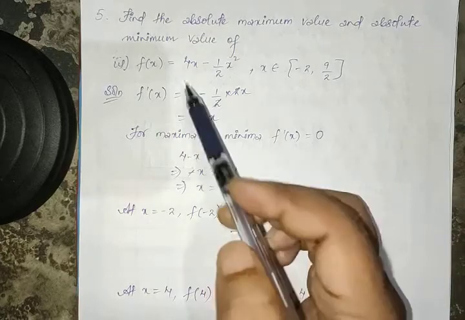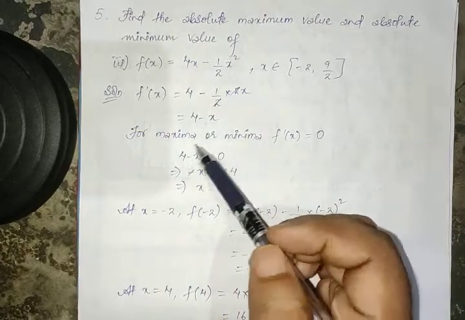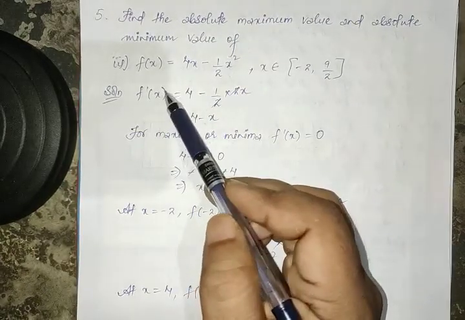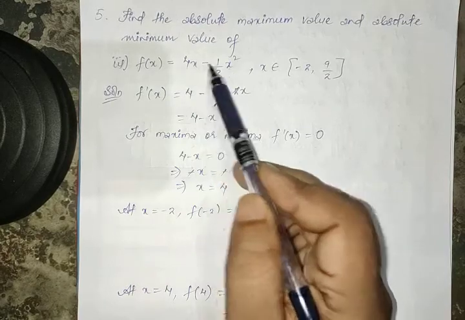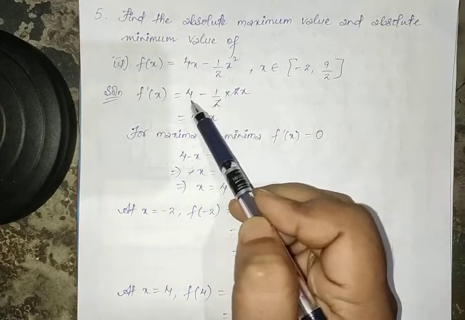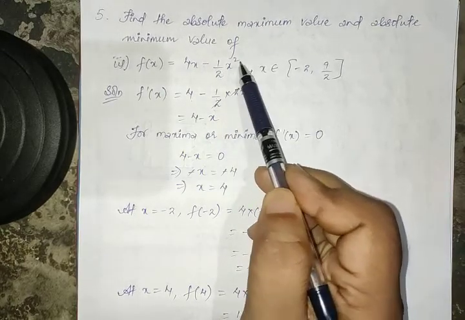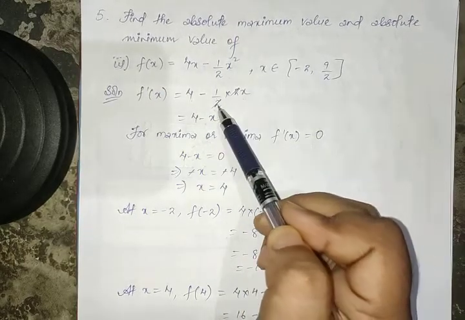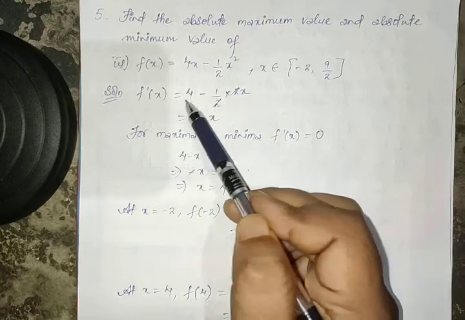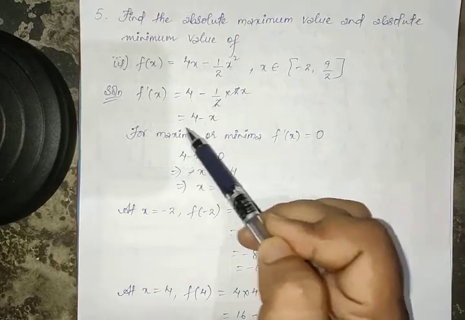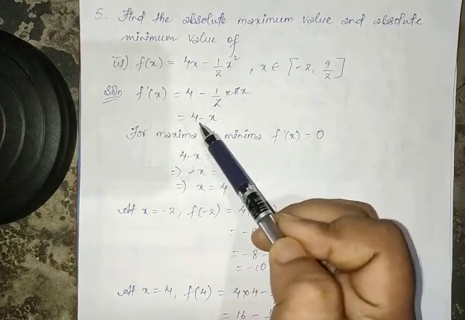So let us start. So the process is same only. First we have to find f'(x). If you differentiate this, you will get differentiation of 4x is 4, minus this half is constant, 1/2, and differentiation of x² is 2x. So I have cancelled the 2 here. So what is remaining? 4 minus 1 into x is x. So this is f'(x) = 4 - x.